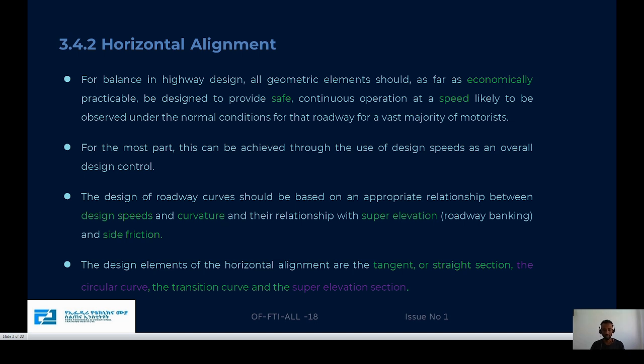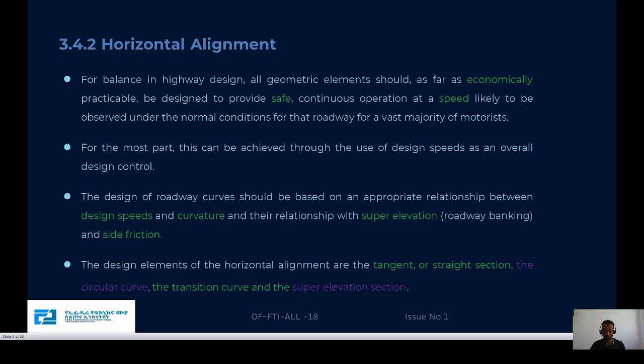In highway design, all geometric elements should be designed with skillful, economical practices to provide safe and continuous operation at the design speeds. From those different design controls, functional classifications, speeds, vehicle dimensions, and traffic volume are very important. It is design speeds, and also the design of the horizontal alignments.